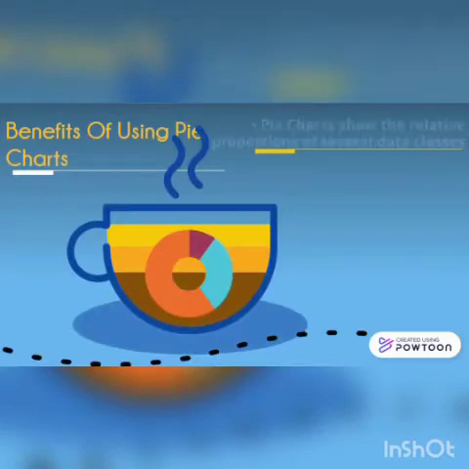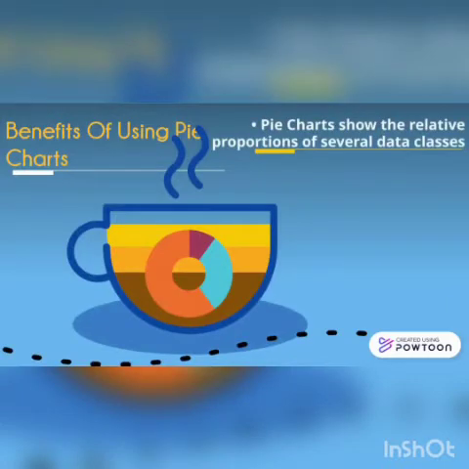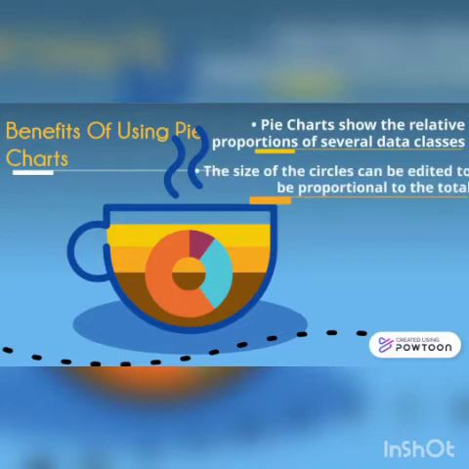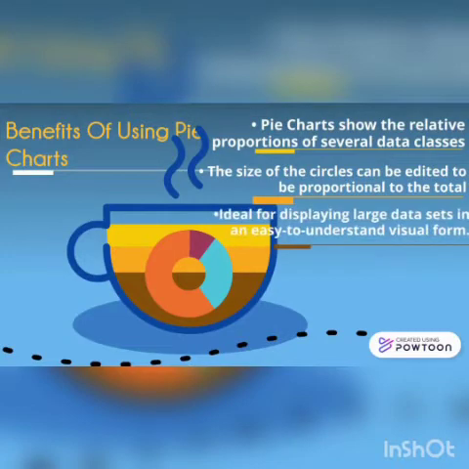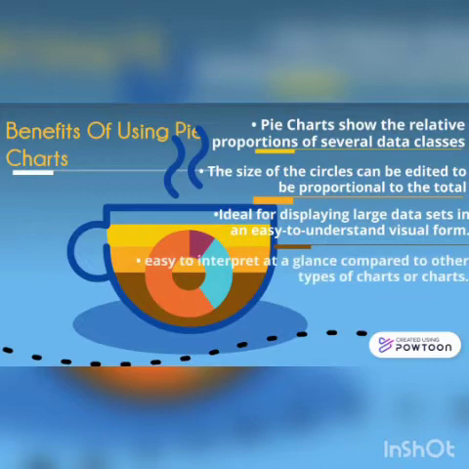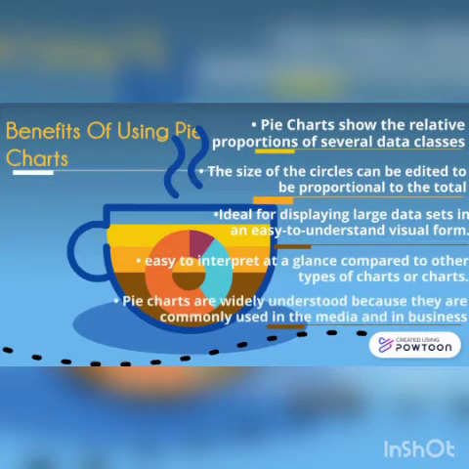Okay, benefits of using pie chart. One, pie charts show a relative proportion of several data classes. Two, the size of the circle can be edited to be proportional to the total. Next, ideal for displaying large data sets in an easy to understand visual form. Easy to interpret at a glance compared to other types of charts. Pie charts are widely understood because they are commonly used in the media and in business.